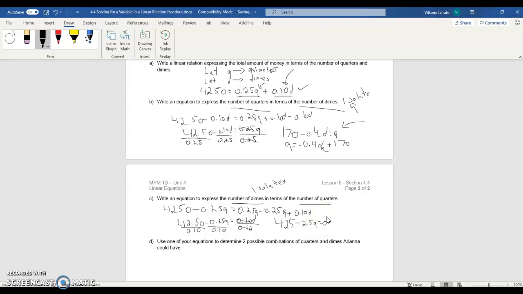And then, of course, you can rewrite that in the y is equal to mx plus b format. So I would rewrite it like this. D is equal to minus 2.5Q plus 425.